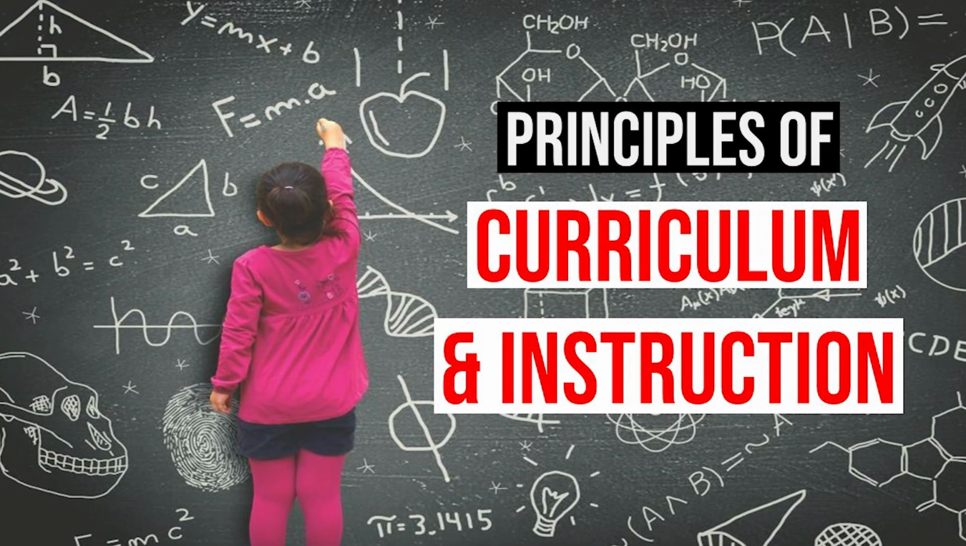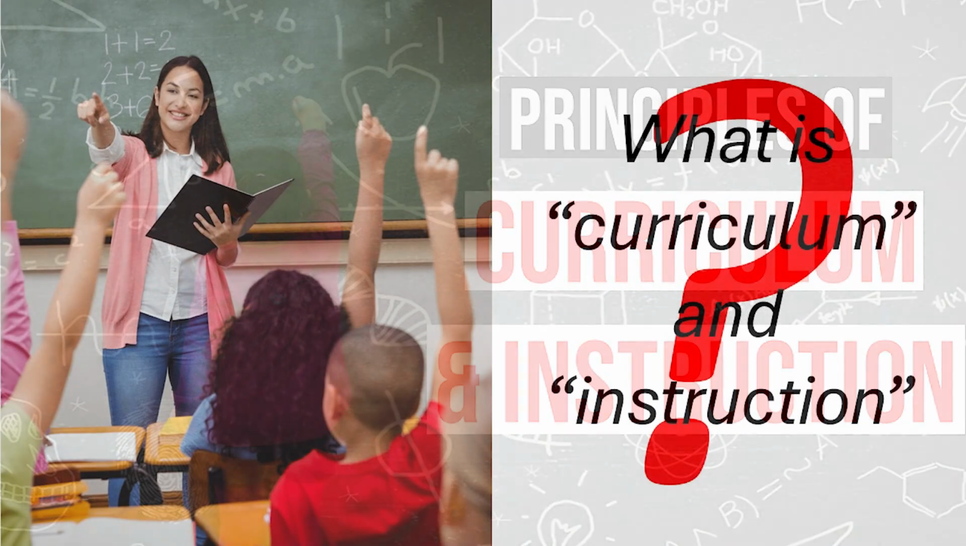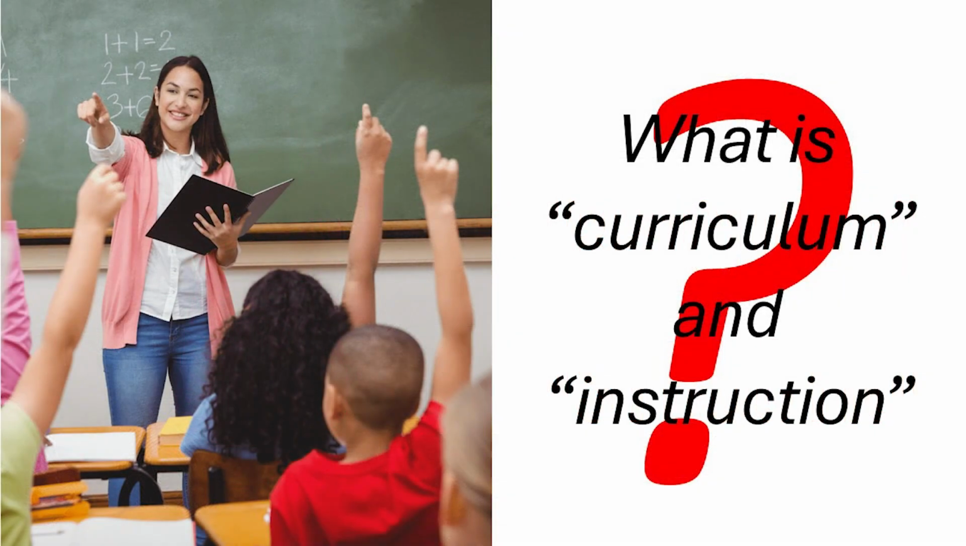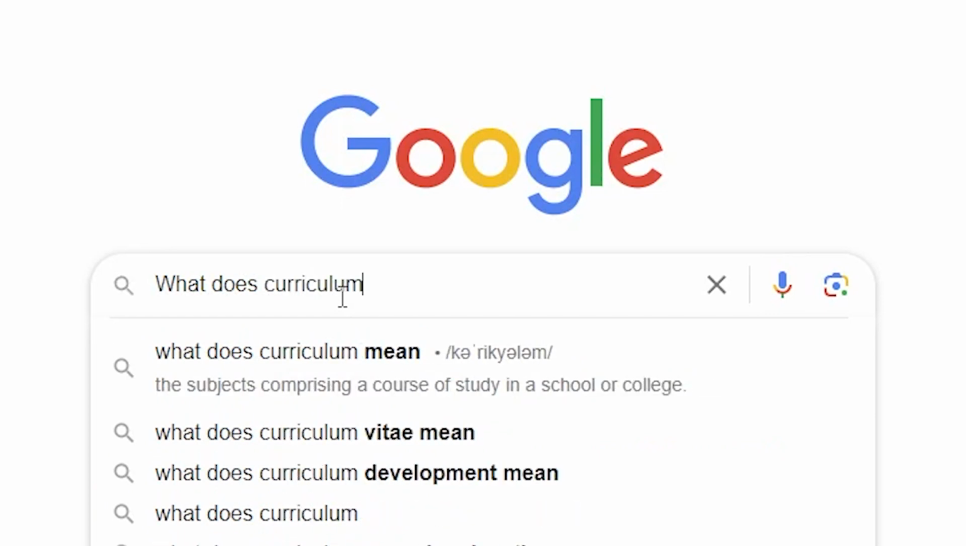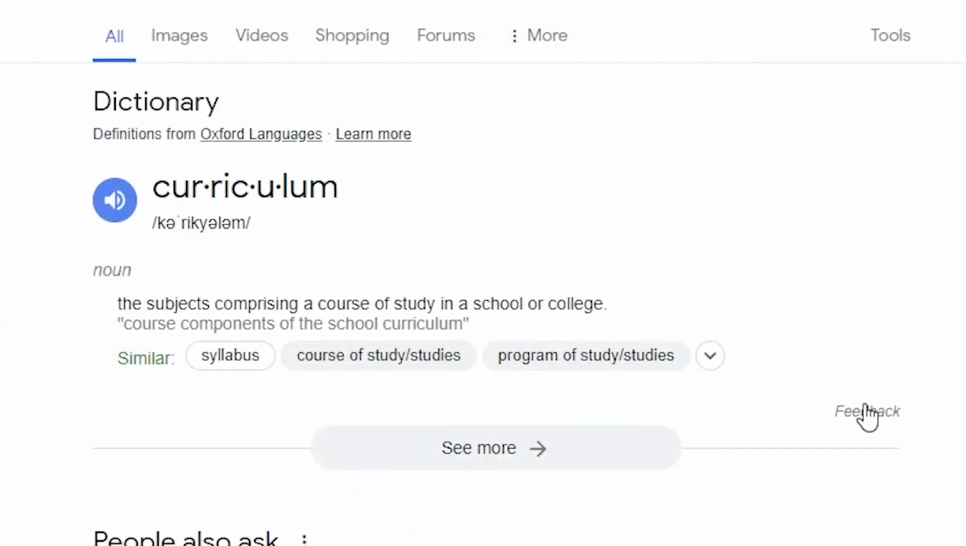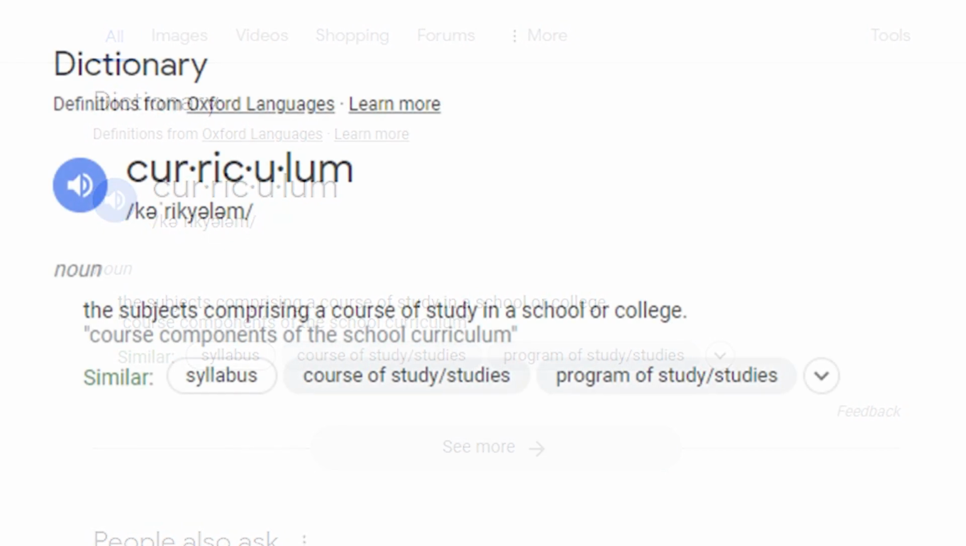Today we're talking about the principles of curriculum and instruction. First, let's define these two terms, curriculum and instruction. If we look in the dictionary under curriculum, it tells us that a curriculum is the subjects comprising a course of study in school or college. And that's a very simplistic definition, simply the subjects.